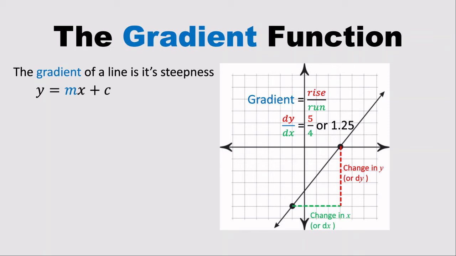But you should remember from the equation of a line that c is the y-intercept. So that's this point here, whatever that may be. And our equation for this particular line is y equals 1.25x plus whatever that c value is.